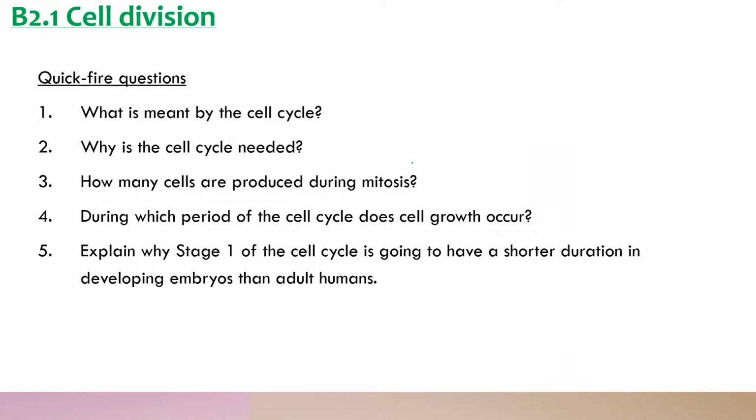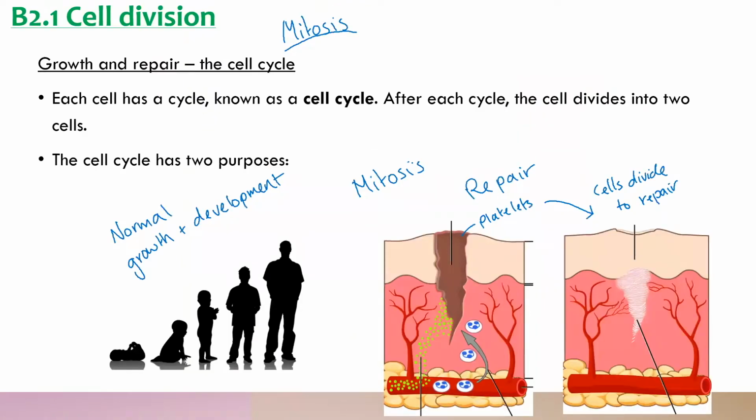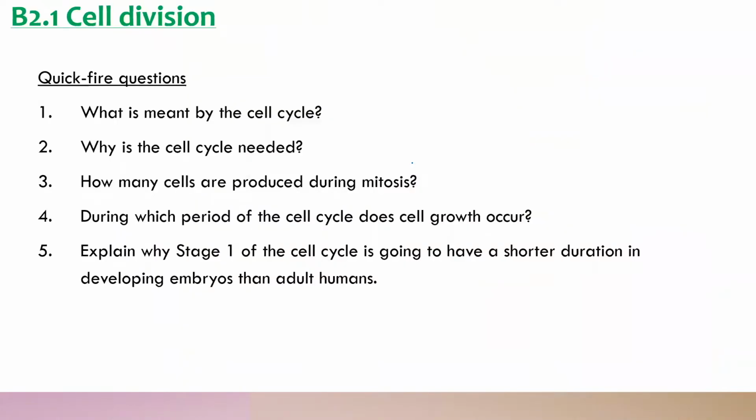Okay, so let's have a look at this. It's comprehension. What is meant by the cell cycle? So we can go back. The cell cycle is the cell divides into 2. The time taken for the cell to divide. Why is the cell cycle needed? So this is growth and repair.